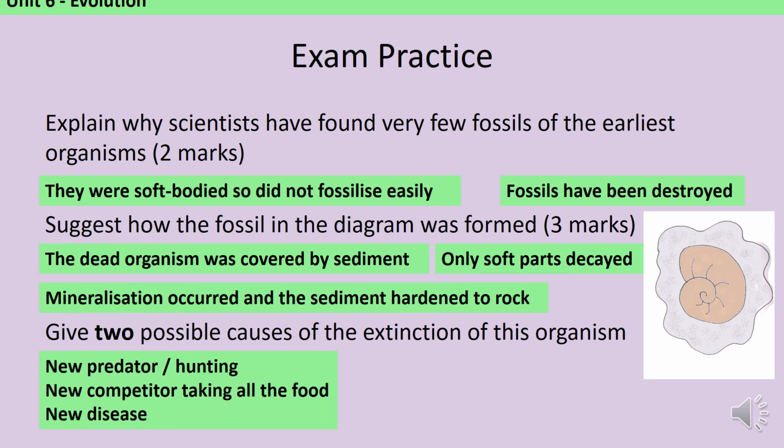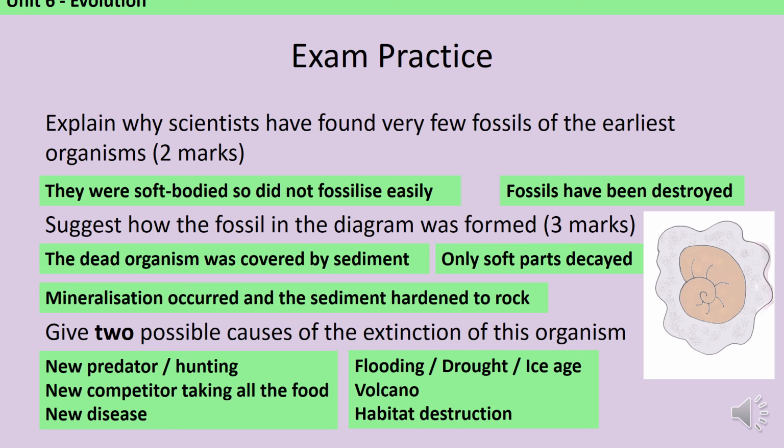This organism could have gone extinct because of a biotic factor, like a new predator, hunting by humans, a new competitor taking all the food, or a new disease. Or it could have been an abiotic factor, like flooding, a drought, an ice age, or it could be a catastrophic event like a volcano, or habitat destruction.